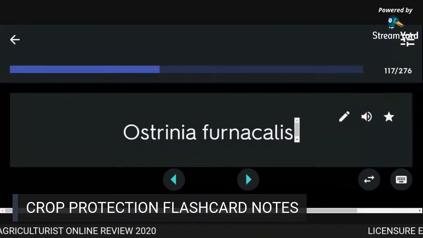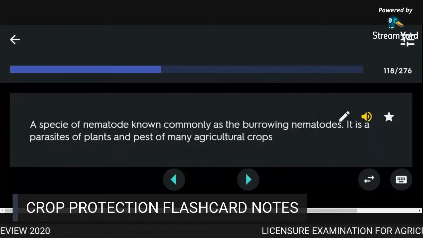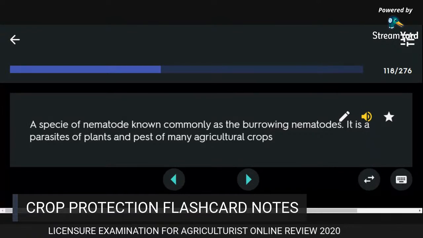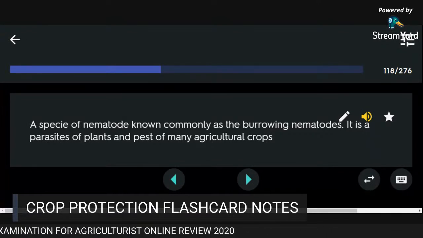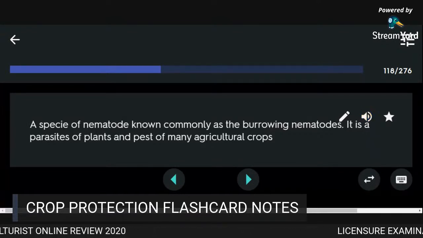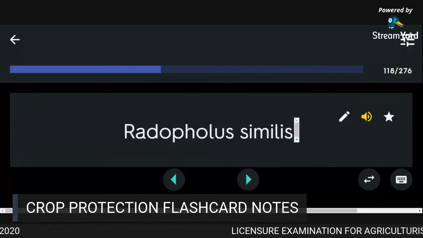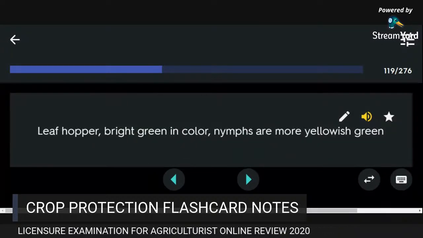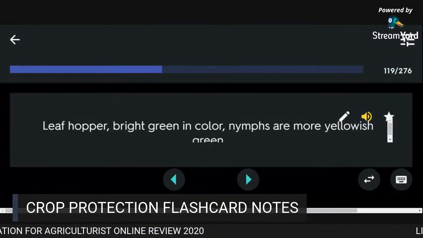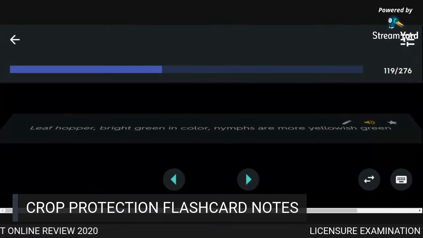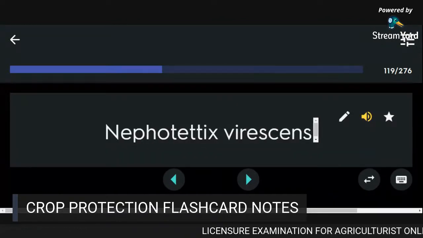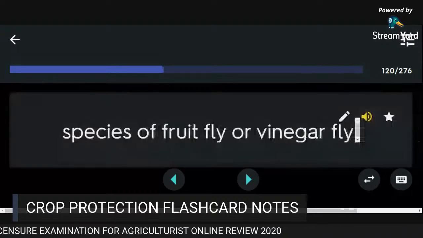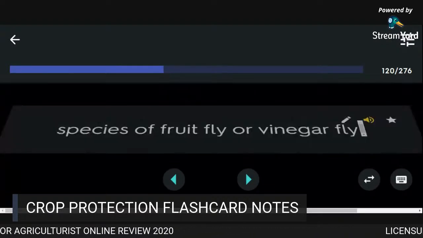A species of nematode known commonly as the burrowing nematodes. It is a parasite of plants and pest of many agricultural crops. Radopholus similis. Leafhopper, bright green in color, nymphs are more yellowish green. Nephotettix virescens. Species of fruit fly or vinegar fly. Drosophila melanogaster.